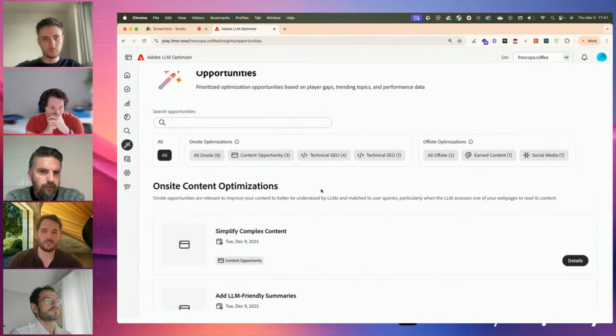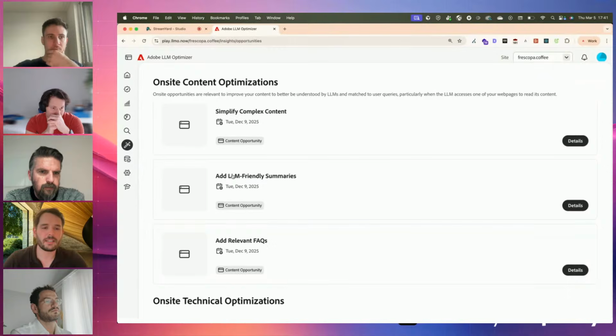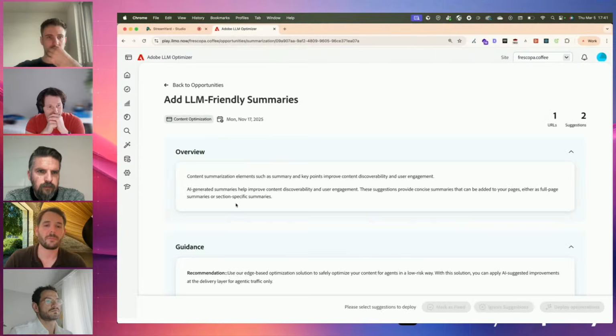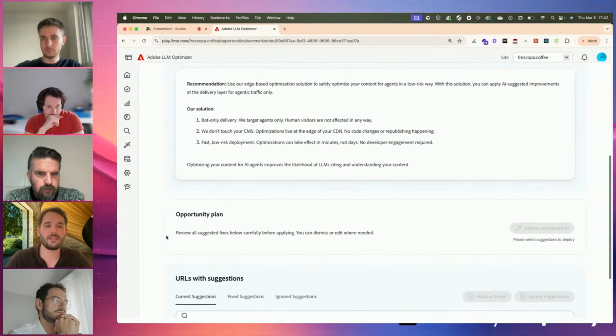I'll just start top to bottom and share one example on each. One example that I really like is this add LLM-friendly summaries, but that would work with any of those three. What we found out in our research and seeing results we get with Adobe.com, who we collaborate with directly, other customers, and overall data, is that LLMs like being able to fetch information about a page very easily and very fast. So that means basically adding a summary or key elements of a page topic at the top of the page. So we automatically identify that opportunity and we deliver it to you.